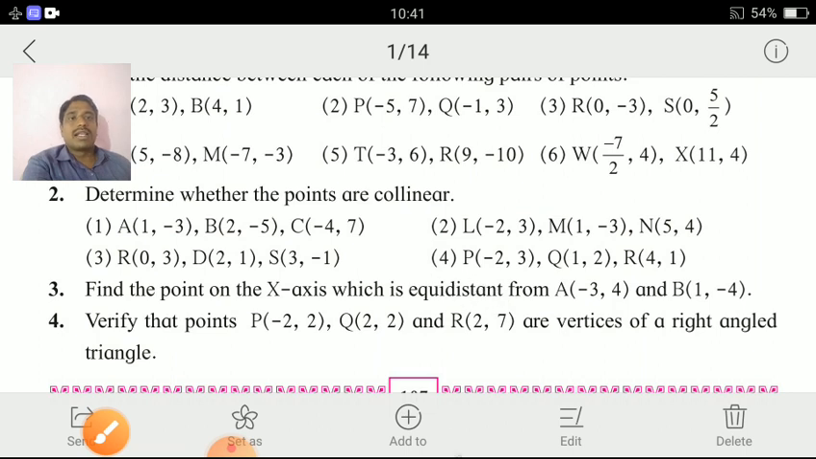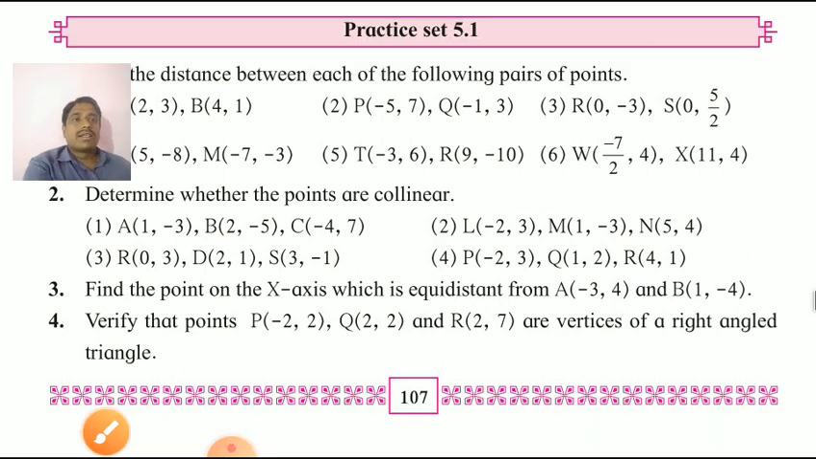And similarly question number 4, where P is 2, minus 3, Q is 1, 2 and R is 4, 1. Find PQ, QR and PR, and solve this example. If you have any doubt, then ask me.